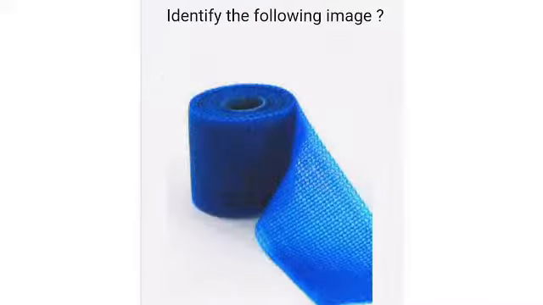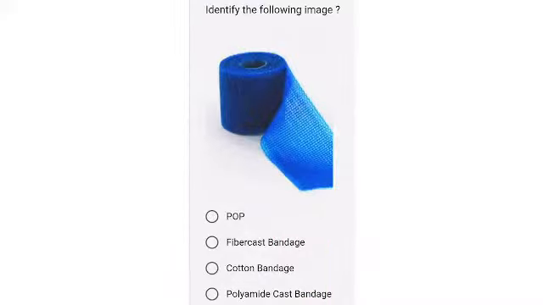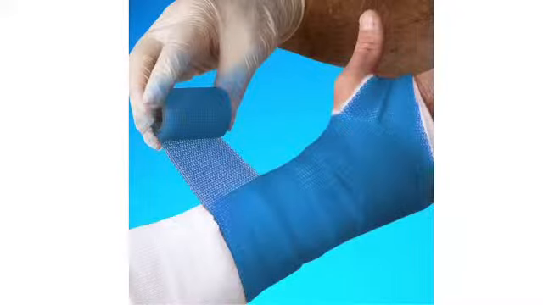Next question, look at the pictures. Now tell me the type of bandage. Option A, POP, that is plaster of Paris. Option B, fiber cast bandage. Option C, cotton bandage. Option D, polyamide cast bandage. Now tell me the correct answer here. It is the fibrocast bandage.